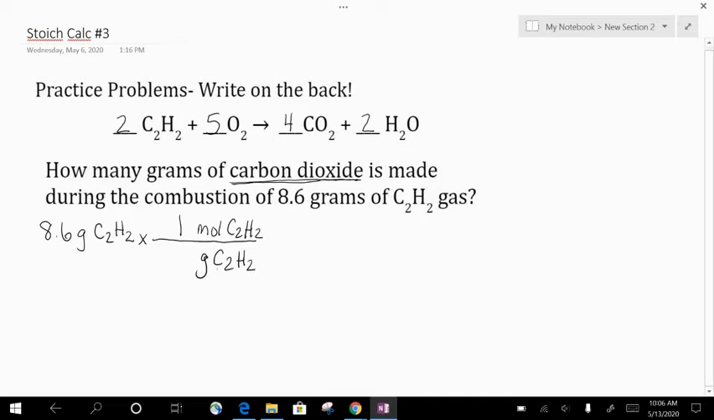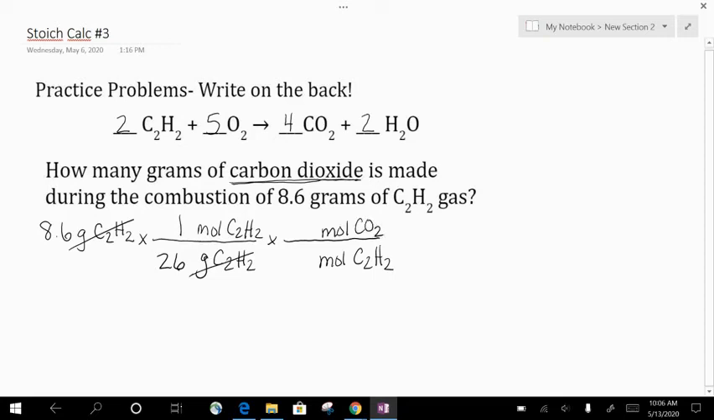So you need to add up 2 carbons and 2 hydrogens. So that would be 12 plus 12 plus 1 plus 1. That gives me a total molar mass of 26 grams. Cancel those. Don't cross out the number though. And then our next step is going to be to convert from moles of the C2H2 into moles of our target substance, which is carbon dioxide. So moles of C2H2 go on bottom. Moles of our target substance, which is CO2.